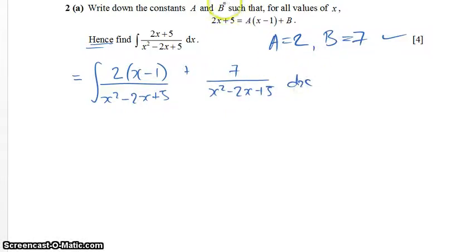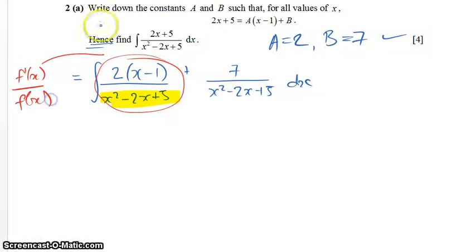Now, what do you notice? If you look at this function on the bottom line, you see that its derivative would be 2x from the x squared minus 2 from the minus 2x. So this term is in the form f prime of x over f of x. And when we get something in this form, we know how to integrate it. This one is just going to be ln of x squared minus 2x plus 5.